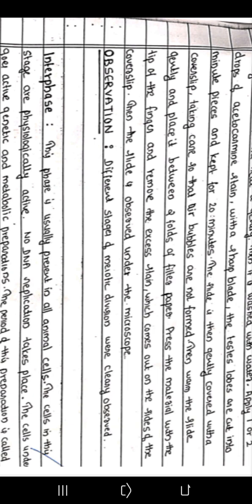Observation: different stages of meiotic division were clearly observed. First, interphase. This phase is usually present in all animal cells. The cells in this stage are physiologically active. No DNA replication takes place in interphase.